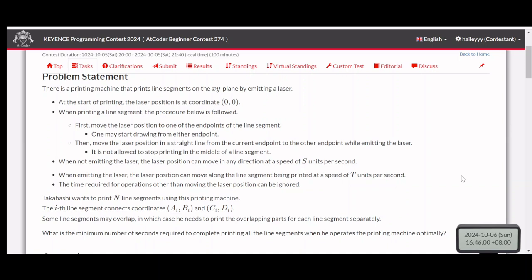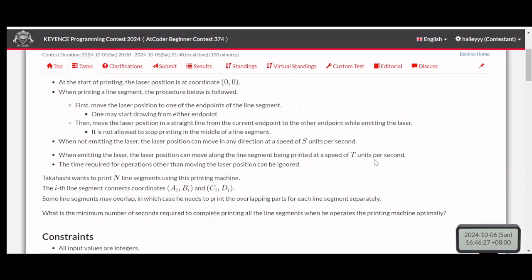For problem D, we're given N segments, and we're supposed to draw the N segments using a laser. In this case, the laser will move at T units per second when it's drawing a segment. Otherwise, when it's just moving between different points, the laser will move at S units per second. We need to find the minimum time needed to draw all the line segments. In this case, the time would just be the time to draw the segments and the time to move between the points.